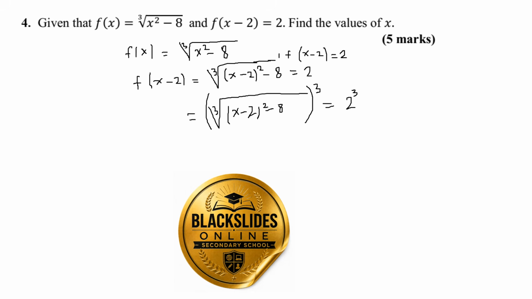So when this thing is raised to the power 3, you will end up having just x minus 2 squared minus 8. This must be equal to 8. 2 to the power 3 is 8.